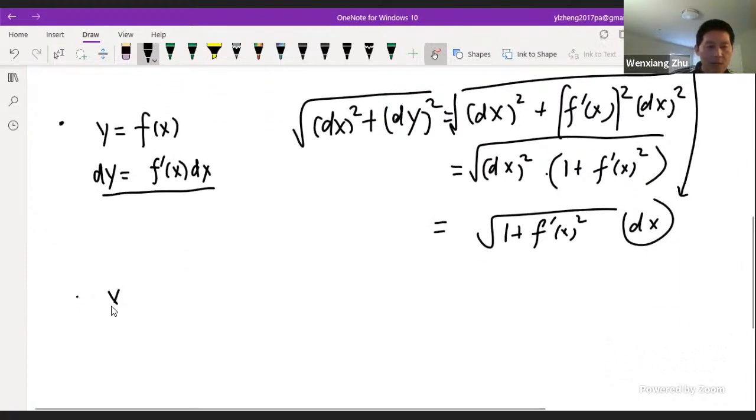What about the second case? You have x equal to g of y. In this case, now you're doing dx, which is g prime of y dy.